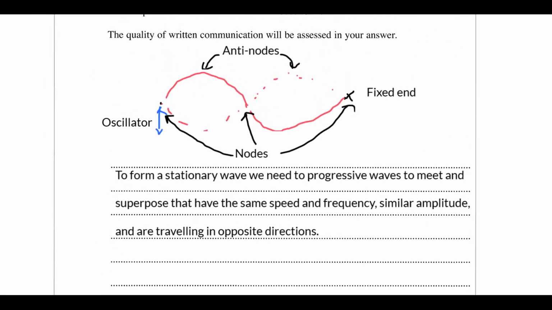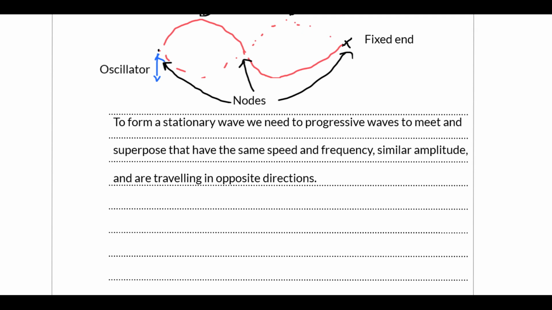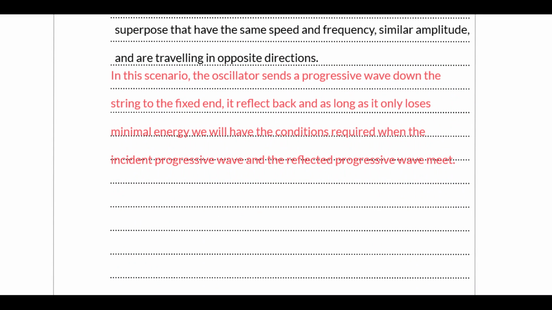Do we have those conditions here? Yes, we do, because one progressive wave goes from left to right, reflects off the fixed end, and as long as it doesn't lose too much energy in the reflection, those conditions are going to be satisfied. Alright, so that's what I've explained there, how we actually end up with the right conditions.